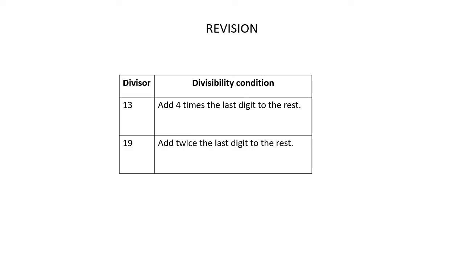Observe the difference here. For a number to be divisible by 13, you have to multiply the last digit of the given number with 4. For a number to be divisible by 19, you have to multiply the last digit of the given number with 2.